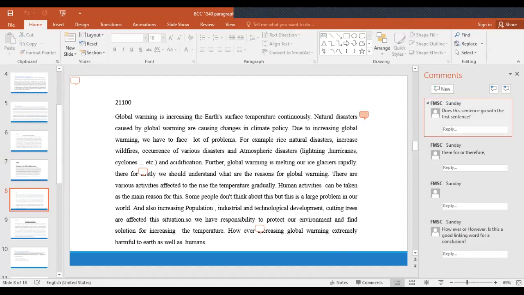Okay, again, so there's this problem, right? Global warming is increasing the Earth's surface temperature continuously. So when you write a sentence like this, all your supporting sentences, all the examples should show how global warming is increasing the temperature continuously, right?